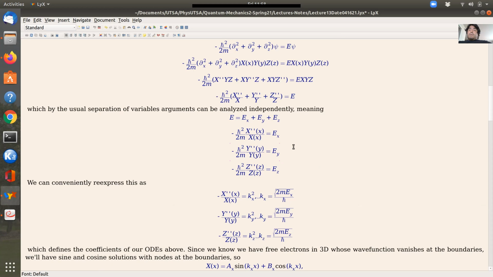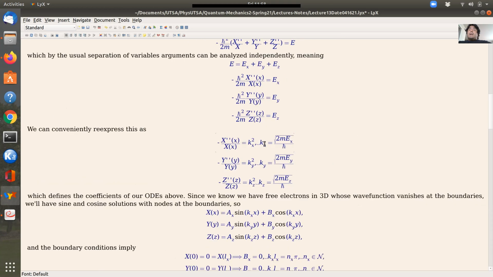Of course, there's a way to simplify things by passing this constant to the other side and defining k as the square root of this object. The equation that you have is minus X double prime divided by X equals kx squared, where kx is this constant. So this is equivalent to this formulation, and likewise for the equations for y and z. So now it's completely clear that we have the harmonic oscillator problem, and these are terms related to the frequencies.